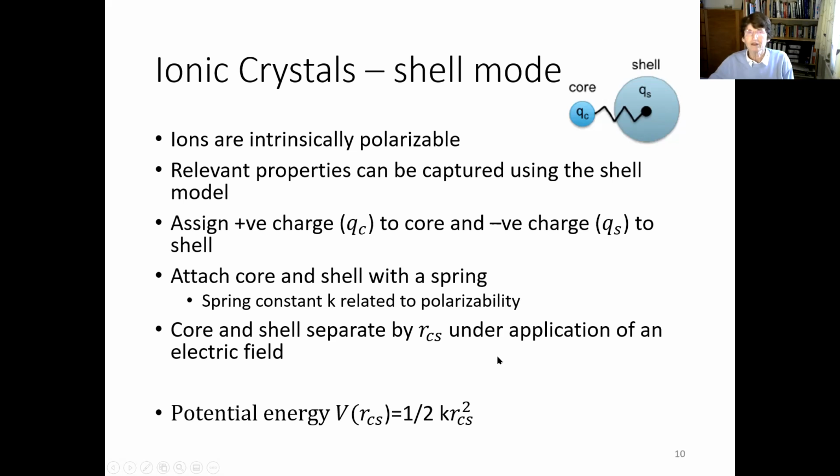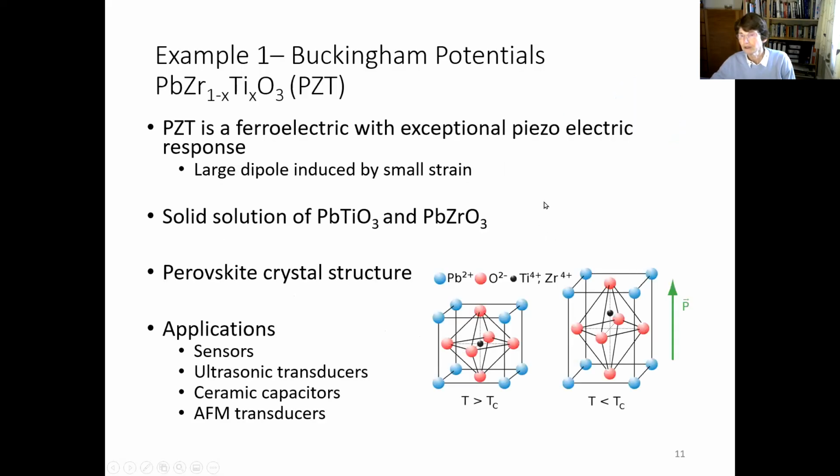So what we're saying here is we can model ionic crystals quite successfully by using a combination of Coulomb interaction, Buckingham potential, and the shell model. I just want to finish off this part of the lecture by talking about one example. This is a model of a ferroelectric material, a very important ferroelectric material from a technological point of view, which is called PZT. It's lead zirconate titanate.